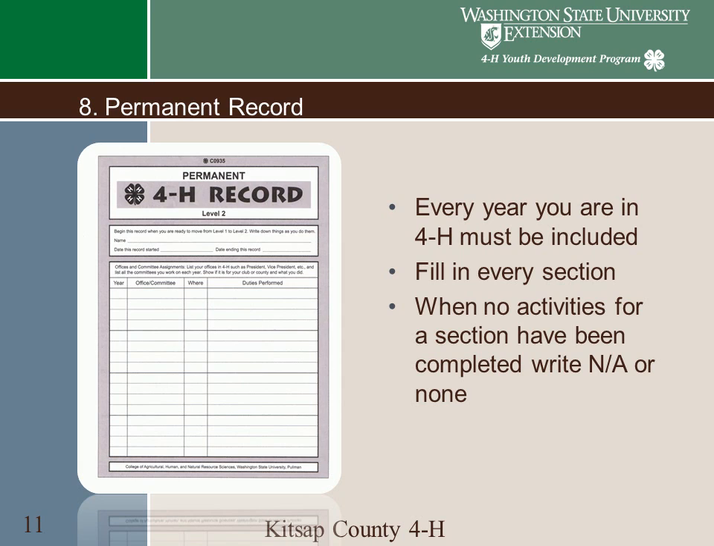Each year you simply add more information to this document. Every single section and every single year needs to be filled in. So if you don't have any activities for a certain section, you simply write NA or none.